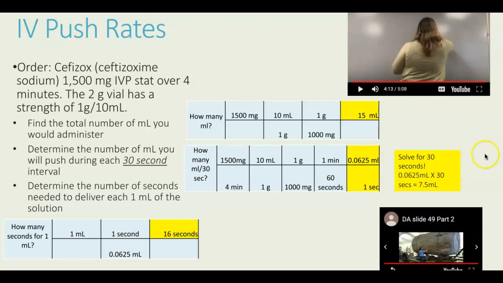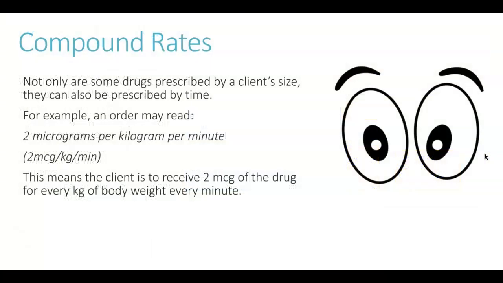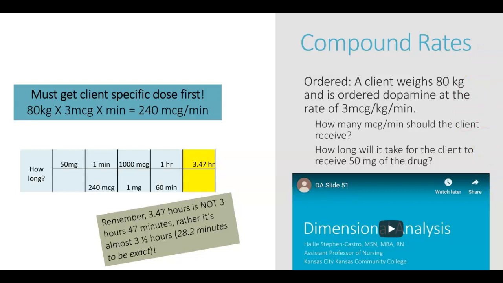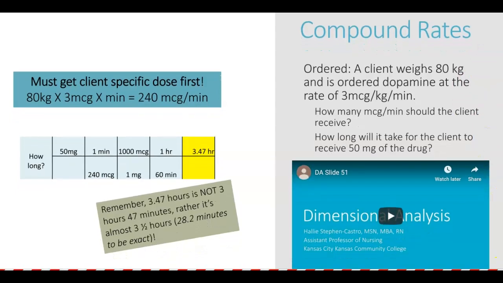Okay, moving along. Compound rates. These are rates that are figured out mathematically by weight per kilogram. Remember, we typically do our weights in kilograms, so you'll always have to convert your pounds into kilograms when you're figuring out a dosage for a client. So here is our video.